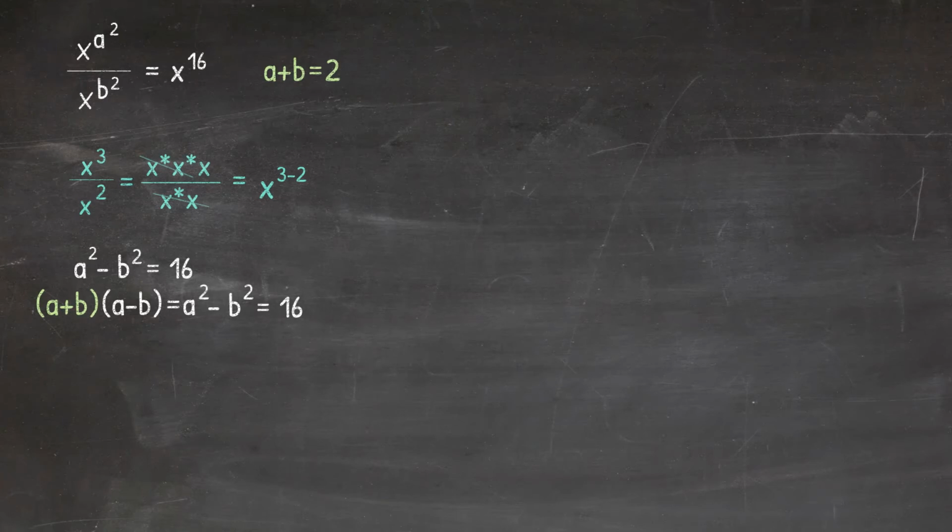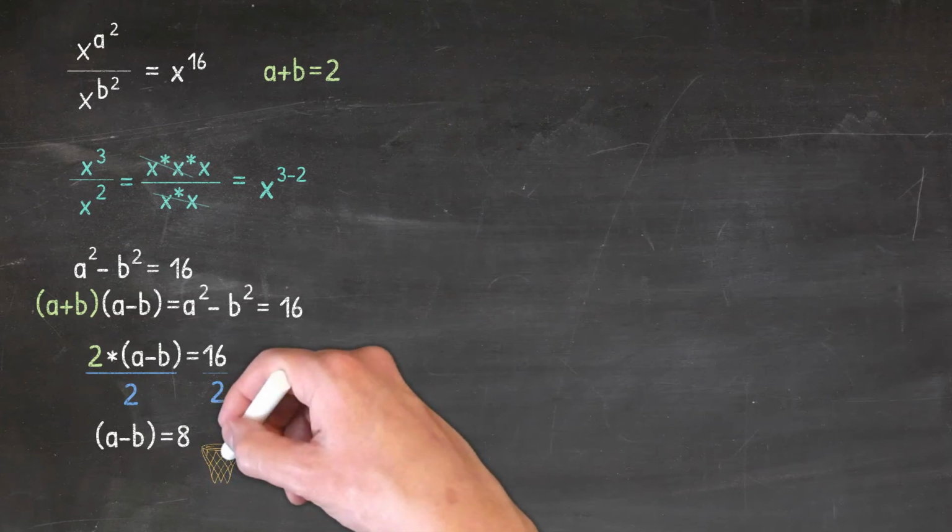We were provided that a plus b equals 2 in the problem question. So now we can replace a plus b with 2, and what we get is 2 times a minus b equals 16. Here we use our knowledge of manipulation, and we want to isolate a minus b. To do that, we need to reverse the operation of multiplying by 2, and we divide by 2 both sides of the equation, and as a result, a minus b equals 8. 8 is the answer choice A, and it is the correct answer.